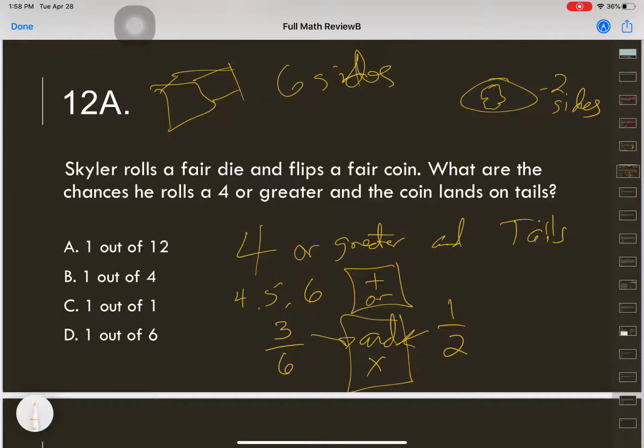So you would say 3/6 times 1/2. Well, you can do it in the calculator. You can do it by hand. 3 times 1 is 3. And 6 times 2 is, my brain just blinked out, 12. So that would be the same. 3 over 12 is the same as 1/4. Or 1 out of 4.